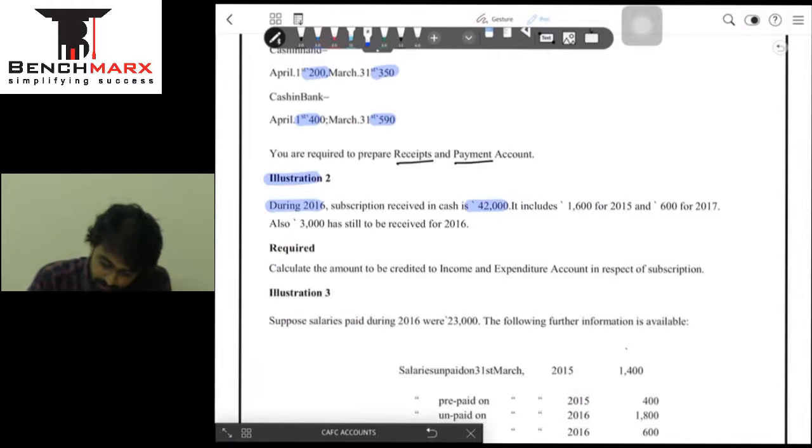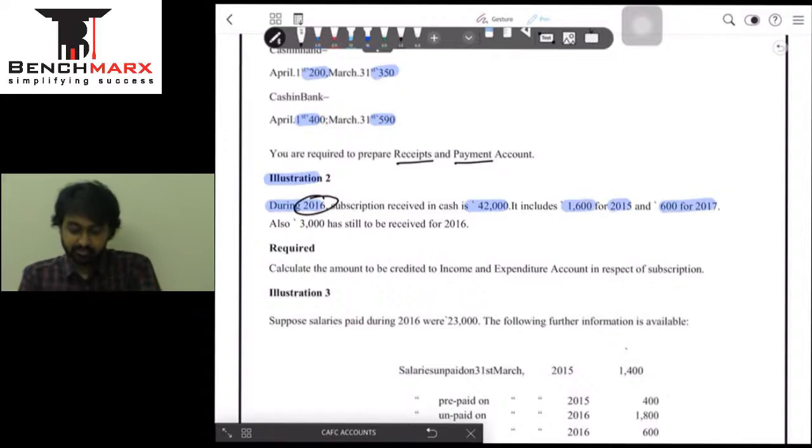Okay, it includes 1,600 for 2015. That means 2015 was outstanding, which has now been received. It includes 600 for 2017. See, we are in 16, right? We are in 16, we have received something of 15 and we have received something of 17. But this and this are not this year's income. Okay?